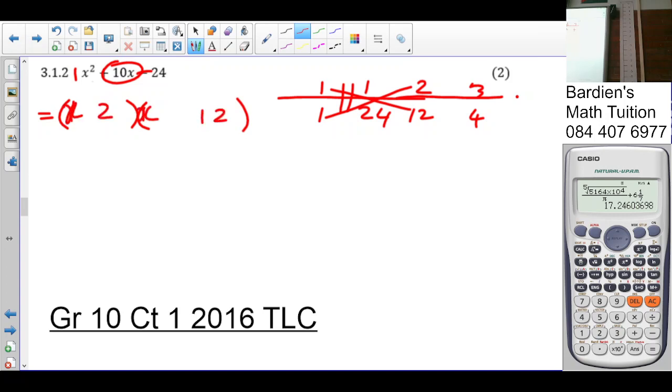Okay, what about our signs? The signs are 1 plus and 1 minus, as the last term is negative. We want to take the sign, the bigger product is the sign of the middle term, so that's plus and minus. Okay.